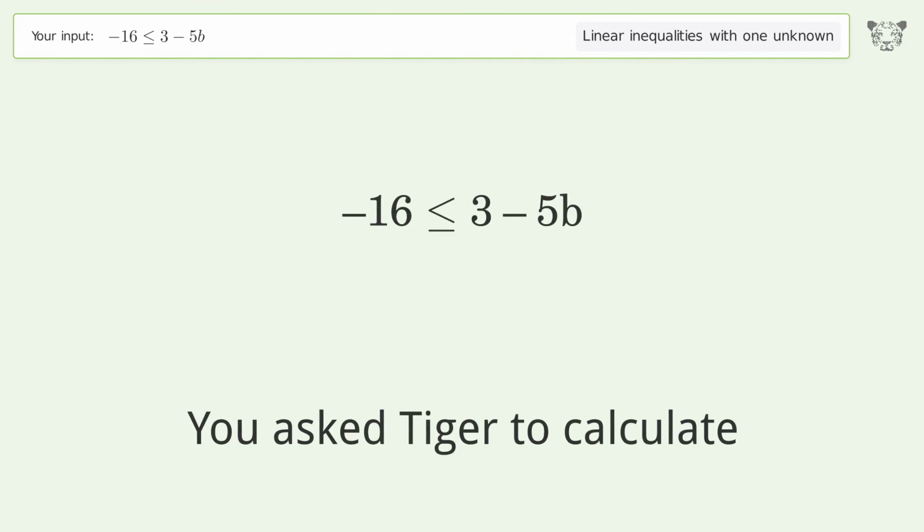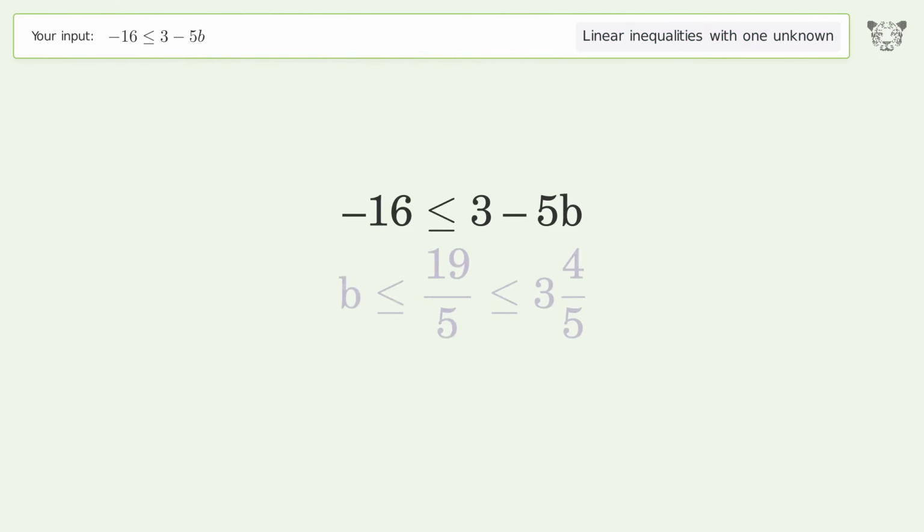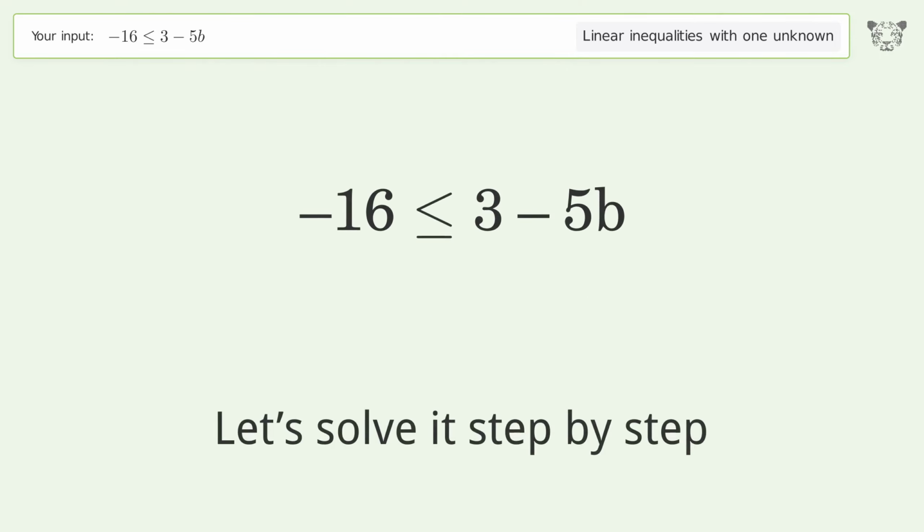You ask Tiger to calculate. This deals with linear inequalities with one unknown. The final result is b equal or smaller than 19 over 5 equal or smaller than 34 over 5. Let's solve it step by step.